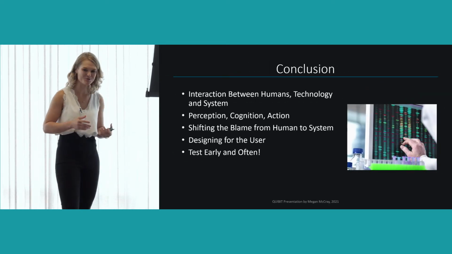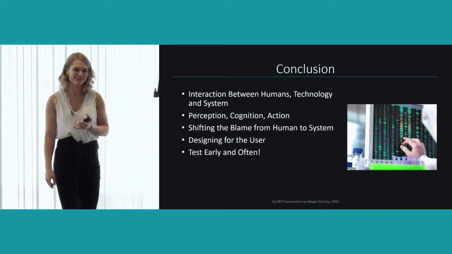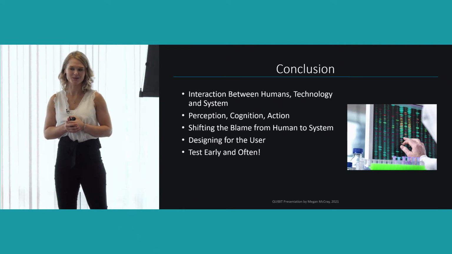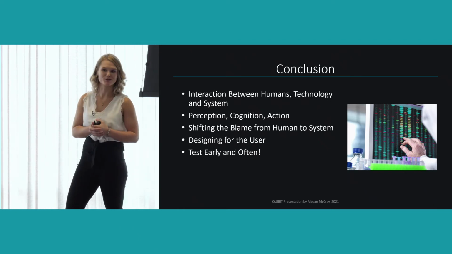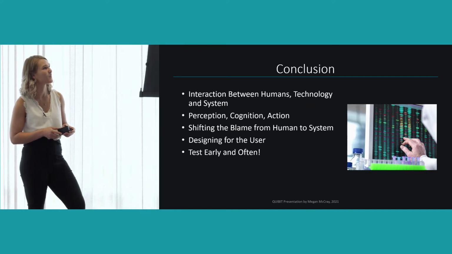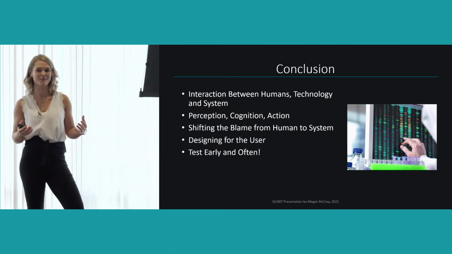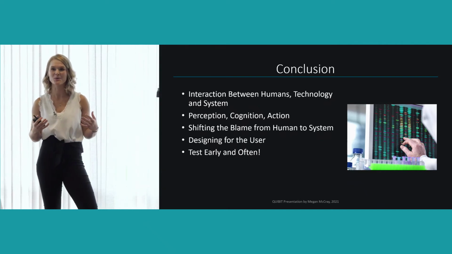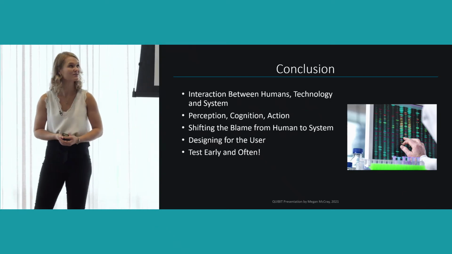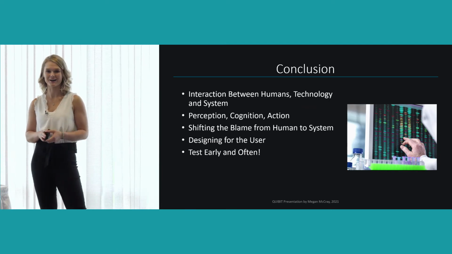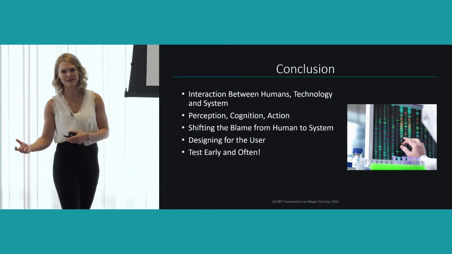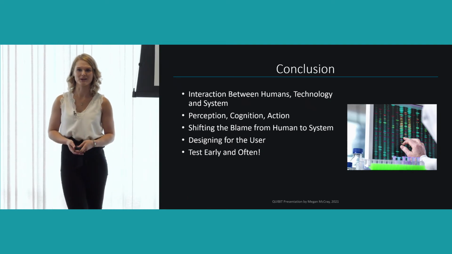All right, so in conclusion, you now know that human factors is the understanding of how humans interact with technology and elements within a system. We focus on a user-centered design by understanding perception, cognition, and action. And you should work on shifting the blame from the human to the system. See what we can fix to eliminate those errors, to reduce error-likely situations. And finally, test early, often, and iteratively. Start human factors testing, communicate it to your employees or your users, and make it a priority.